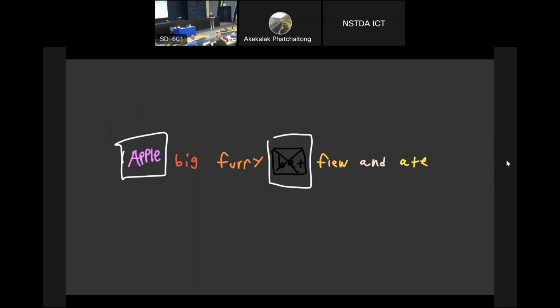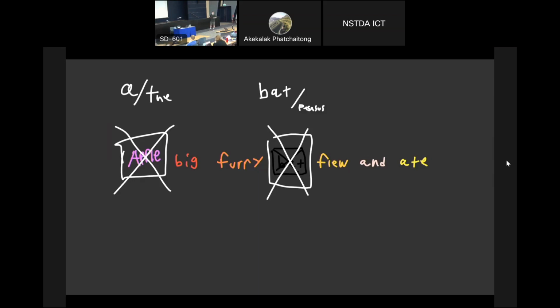Similarly, with this blank here, the big furry blank flew and ate. There's not many big furry things that fly and eat. So it's either a bat or a Pegasus, and it can probably figure out that it's going to be a bat. And so as it goes on, the network will learn through this attention mechanism, oh, this word actually was supposed to be this thing, and this blank was actually supposed to be this thing.